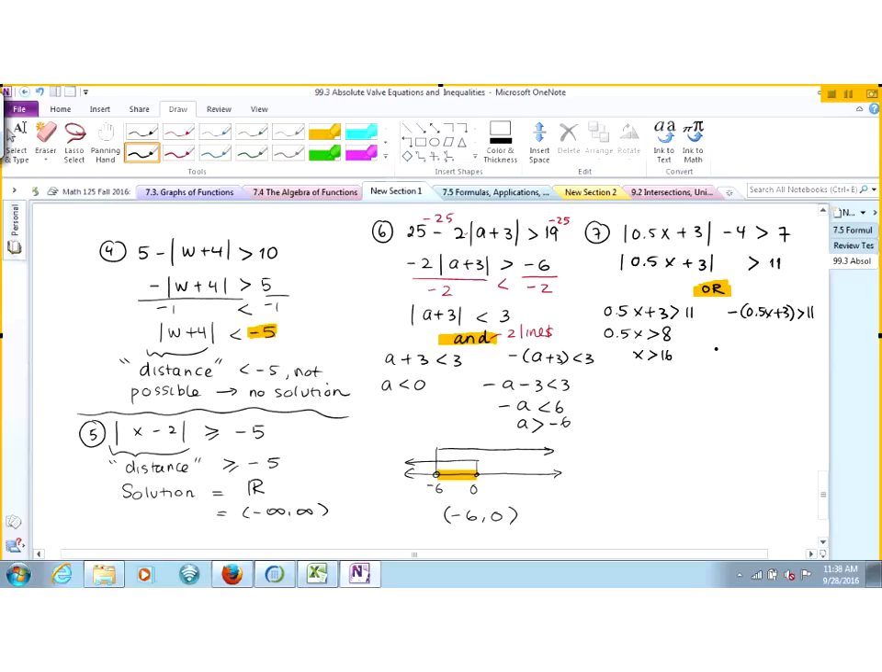So dividing by half is the same as multiplying by 2, right? Or negative 0.5x minus 3 is greater than 11. So negative 0.5x is greater than 14. So when I divide by negative 0.5, I have to switch the sign. So it's like multiplying by 2. Negative 28. Yes. All right. Now what does or mean? At least one line, yes.